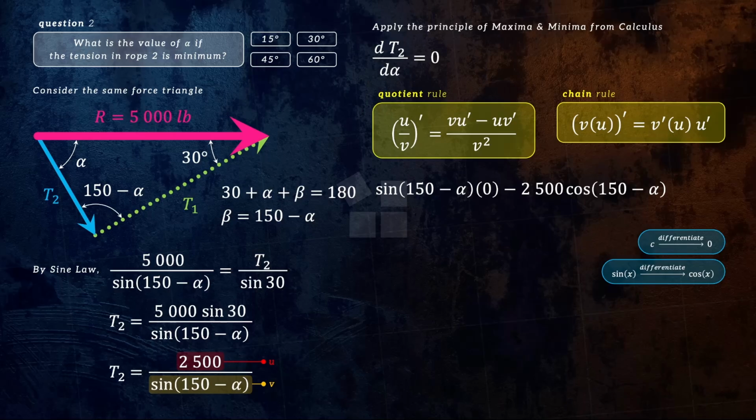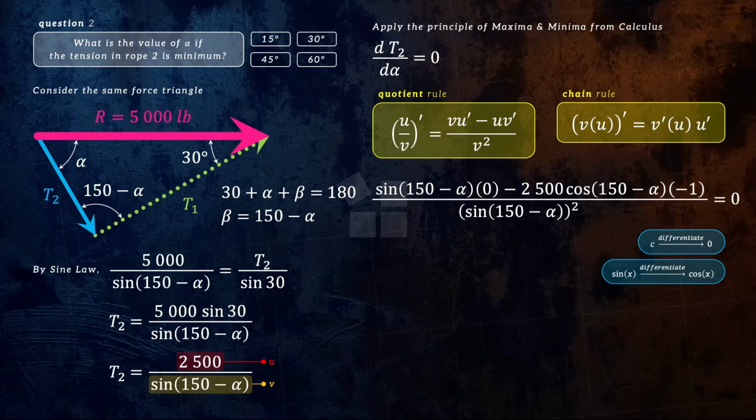Doing so, the derivative of 150, which is a constant, is 0. The derivative of negative alpha with respect to alpha is negative 1. Hence, the derivative of the function inside is simply negative 1. All of these over the square of v, which is our denominator. Therefore, we will have the square of sine 150 minus alpha.